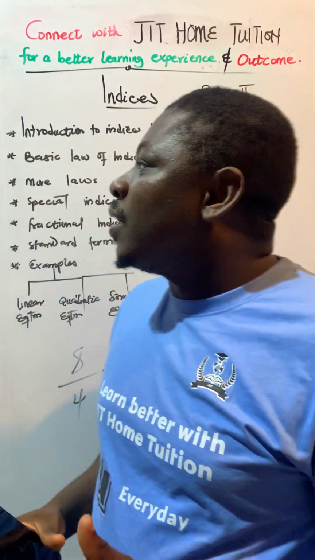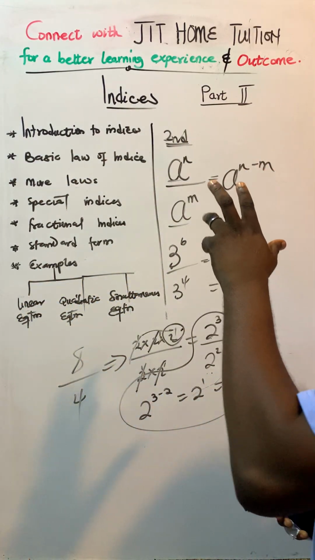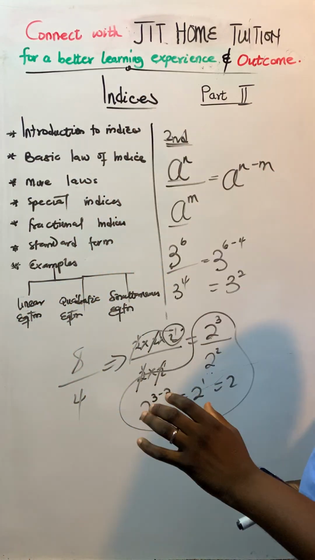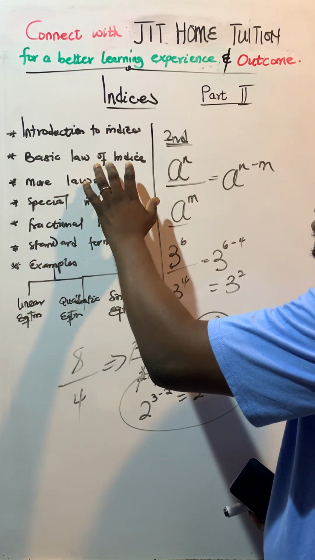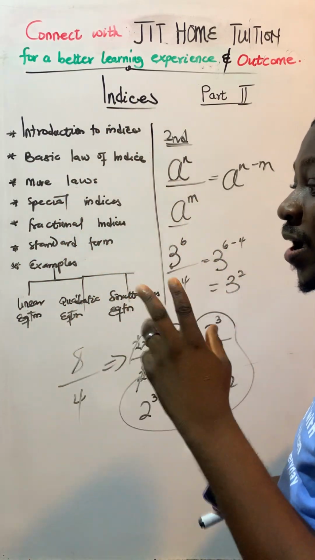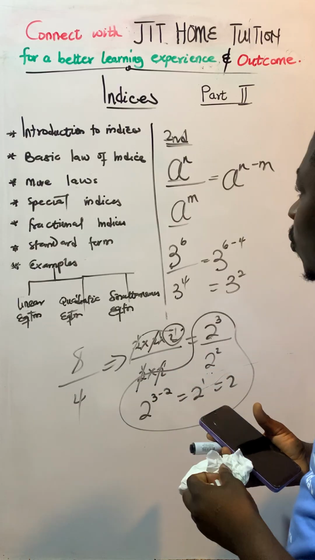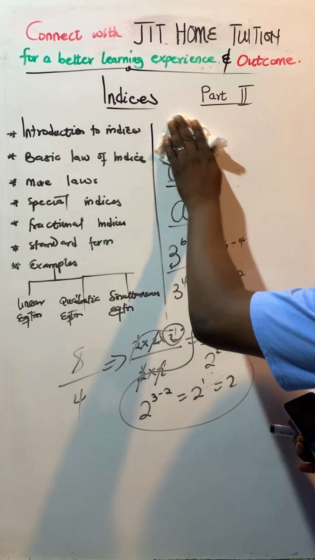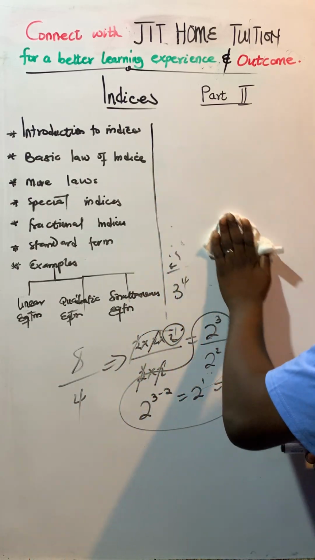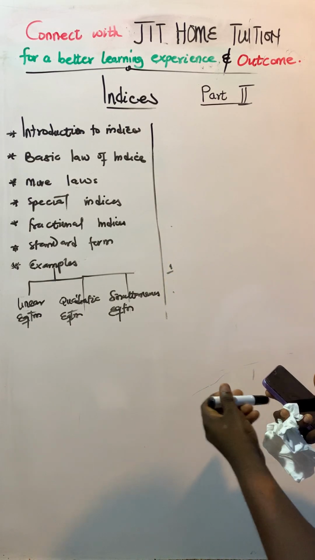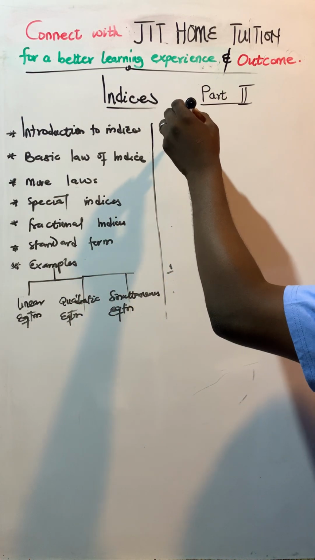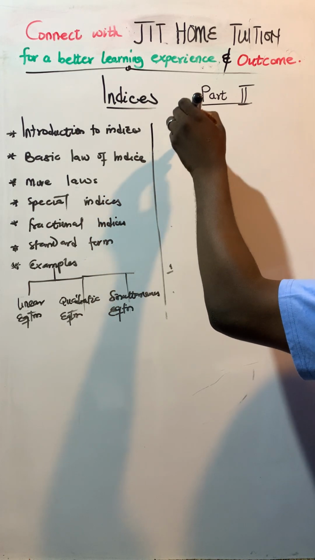All right. Now, for this month, we've started looking at indices, okay? And we've looked at the introduction, we've looked at the basic law, we've looked at the first law and the second law. Today, what we want to do is to look at the third law and look at some other laws as well, okay?